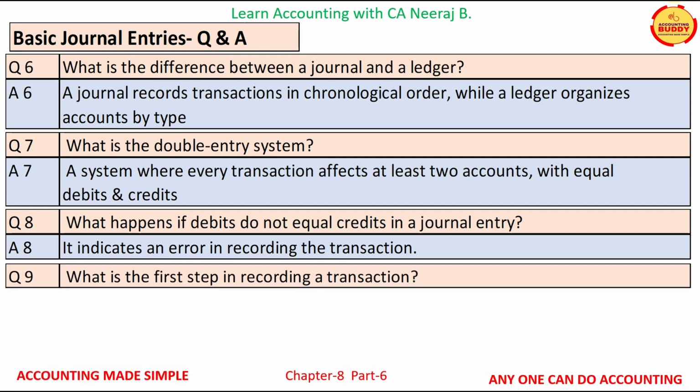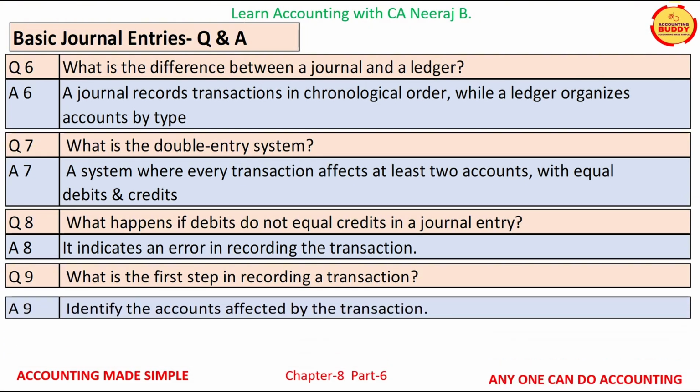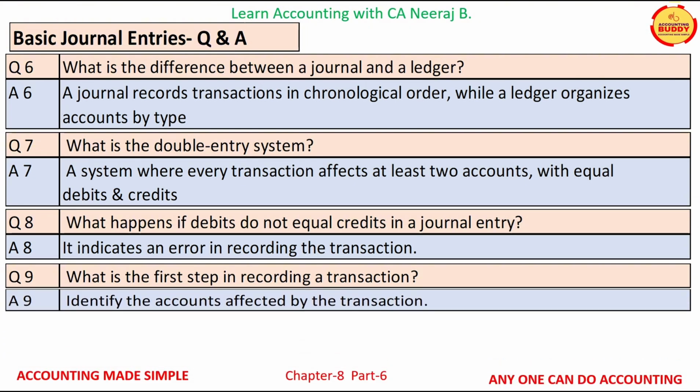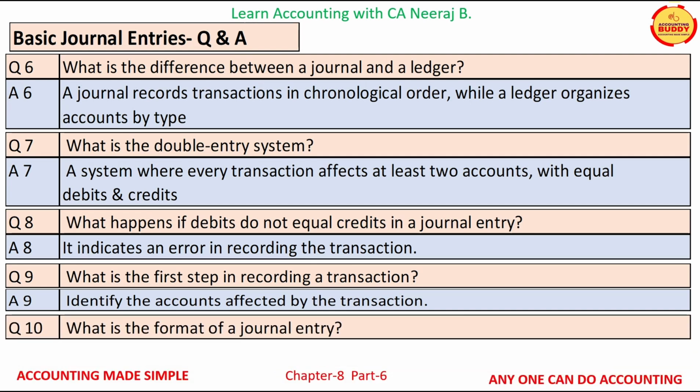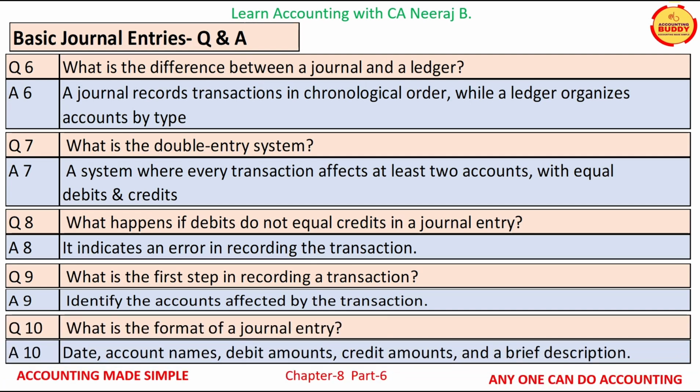Question number 9, what is the first step in recording a transaction? The answer is, identify the accounts affected by the transaction. Question number 10, what is the format of a journal entry? The answer is, a journal entry contains information like date, account names, debit amounts, credit amounts, and a brief description.